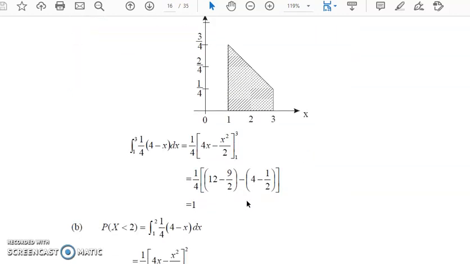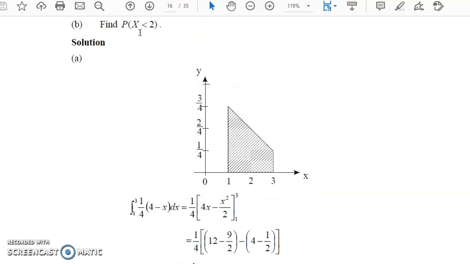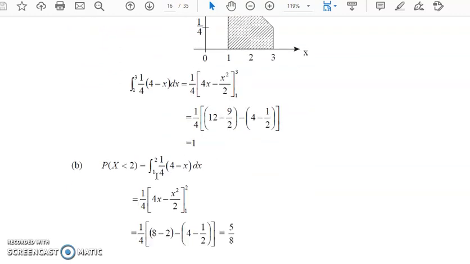Okay, so then the next one, the question asking to find the probability of x less than 2. So you can see over here, they just want to find the integral of f(x), the PDF here, from 1 until 2 only, because the question is asking for x less than or equal to 2. As you can see, the inequality is not really important. We are going to have until 2. So you may use a calculator to have your integration here. So you'll be having 5 over 8.